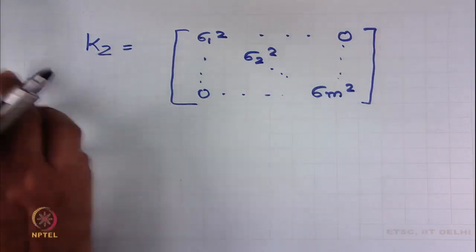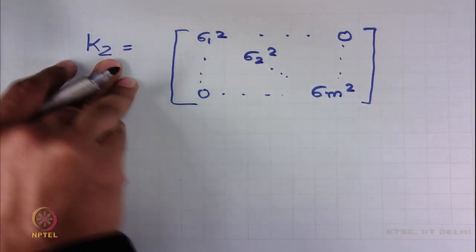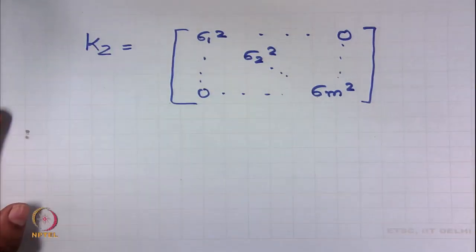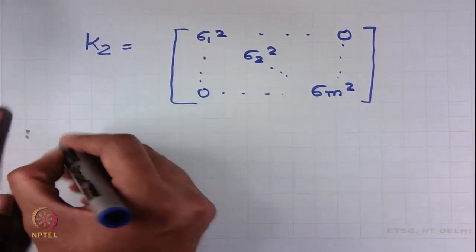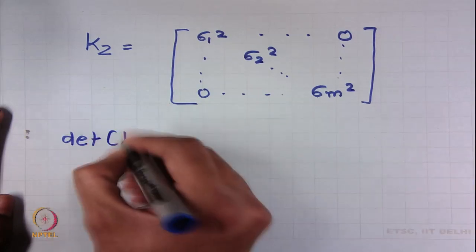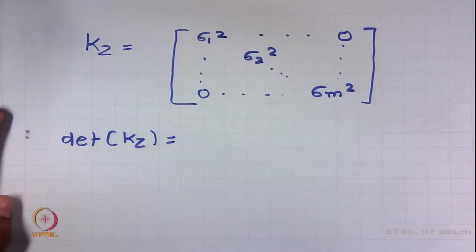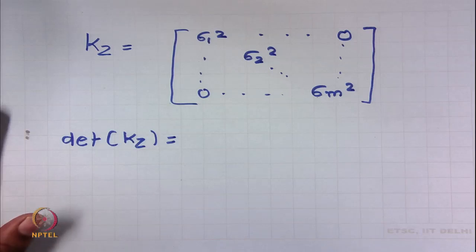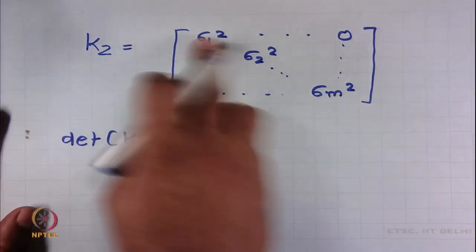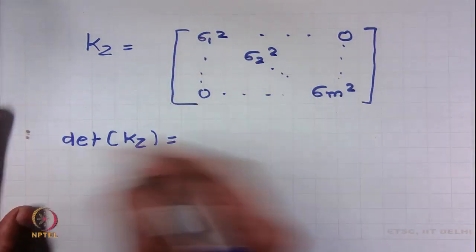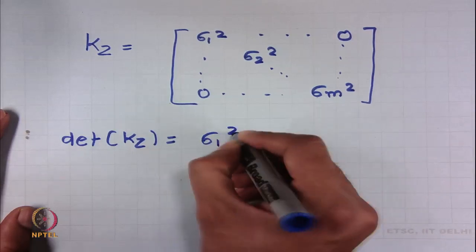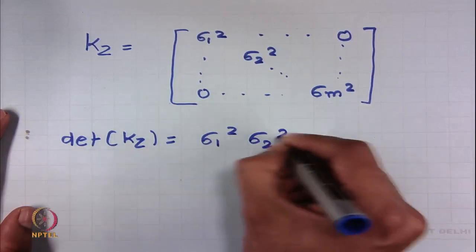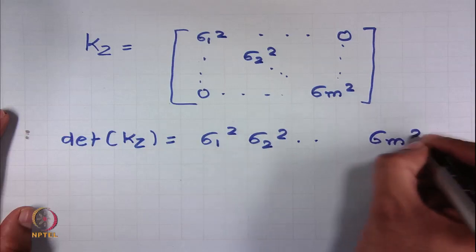So, we have to find now the determinant of this Kz and Kz inverse, right, because joint PDF depends upon that. So, let us do the easy one first. What is determinant of this Kz? Determinant of a diagonal matrix, you must have seen, is nothing but the product of diagonal elements. So, determinant of Kz will be nothing but sigma 1 square times sigma 2 square to sigma m square. This was easy.